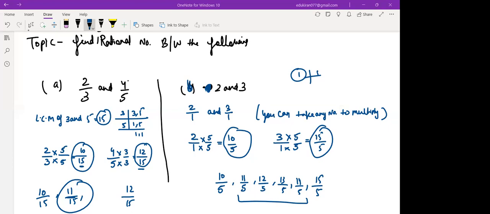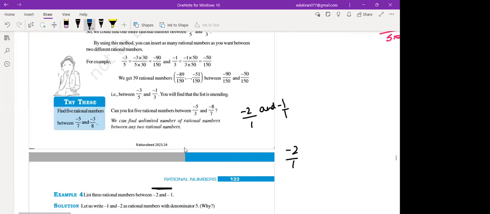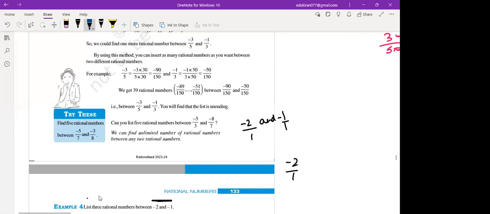I hope everybody is done, right? So now, this one. You have to find 3 rational numbers between -2 and -1. Quickly do it. Those who did, just wait. And those who haven't done, do it. And then we will discuss the answer together. Fine?